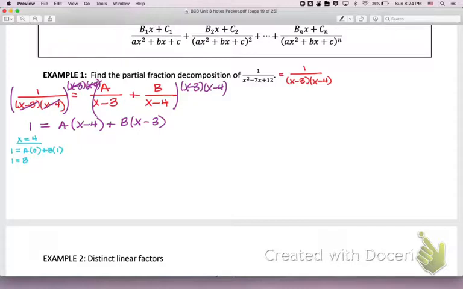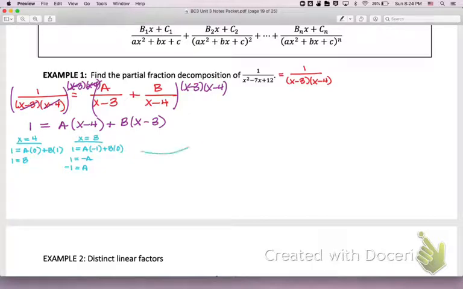Let's pick another convenient value. This time I'm going to choose to let x equal 3. So if I do that, my equation now becomes 1 equals a times negative 1 plus b times 0. Well, now that becomes 1 equals negative a, so negative 1 equals a. Is that the only way to decompose and find these values of a and b? No, but these are the ones that we found based on choosing some convenient values of x for ourselves. We only got to find one that works.